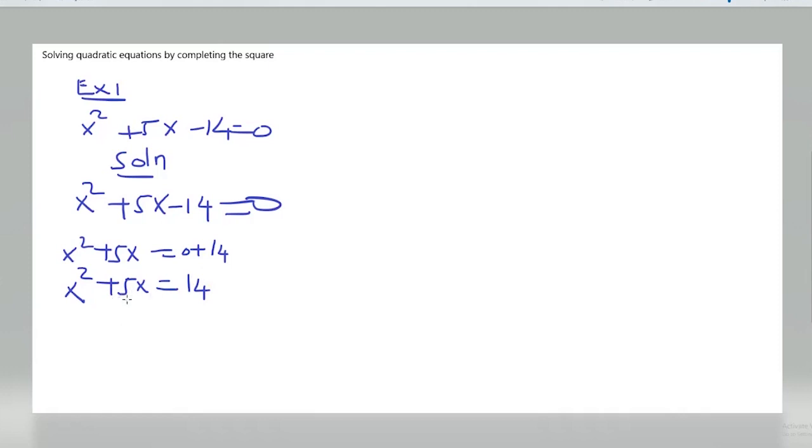Now split 5x into two parts. How can I split this into two equal parts? We take 5 times a half, so those two equal parts are 5 over 2. 5 over 2 plus 5 over 2 gives 5. So I'm going to have x squared plus 5x over 2, then plus 5x over 2. If you take 5x over 2 plus 5x over 2, you get 5x.